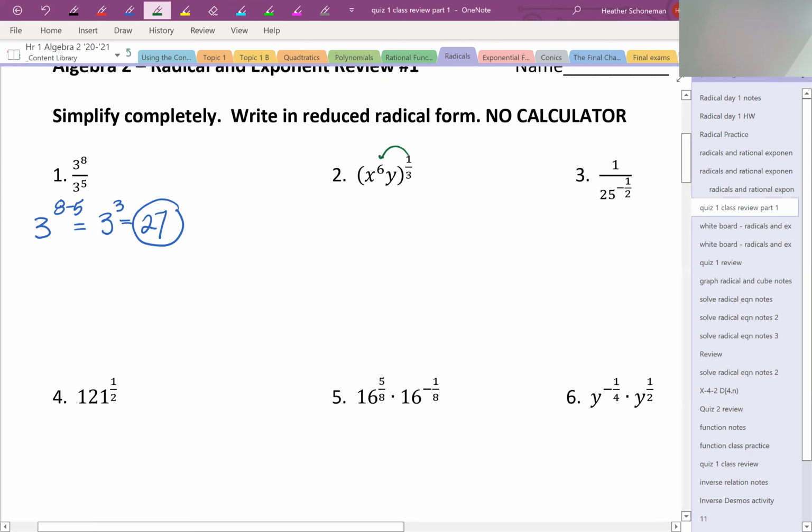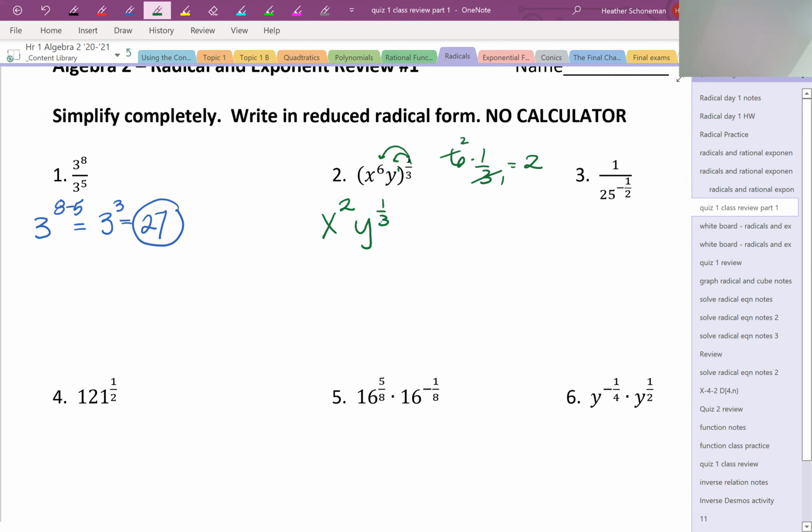Okay, number 2, inside the parentheses, you have those two things multiplied together, but outside we have an exponent, and when we do power to a power, we multiply the exponents. So for the x's, we're taking 6 times 1/3. You can multiply straight across the top and straight across the bottom, or you can reduce first, and we just get 2. With the y's, the y has an invisible 1, so I'm taking 1 times 1/3, which is 1/3.